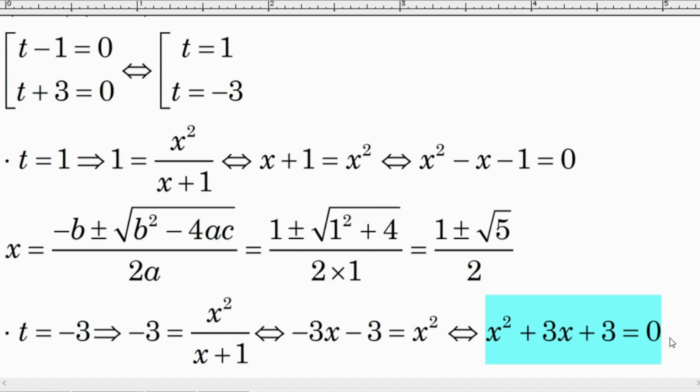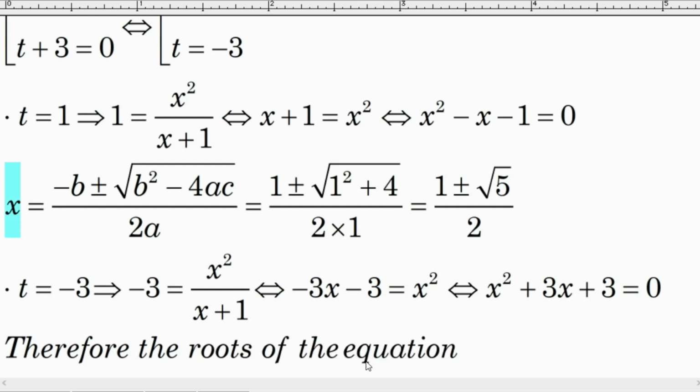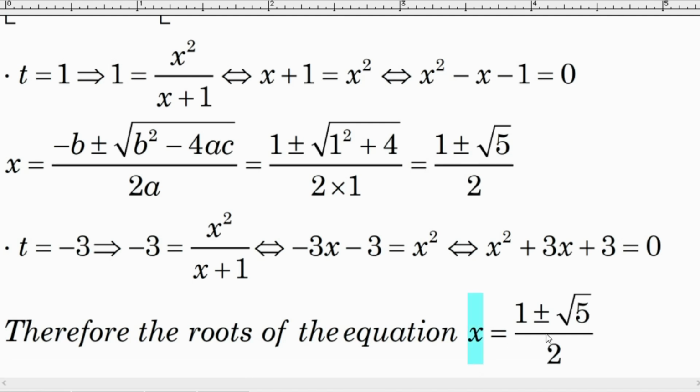Okay, so therefore the root of the equation for x here is equal to this one, right? Okay, so now finally we have found the roots of this equation, which is x equal to 1 plus or minus the square root of 5, all divided by 2.